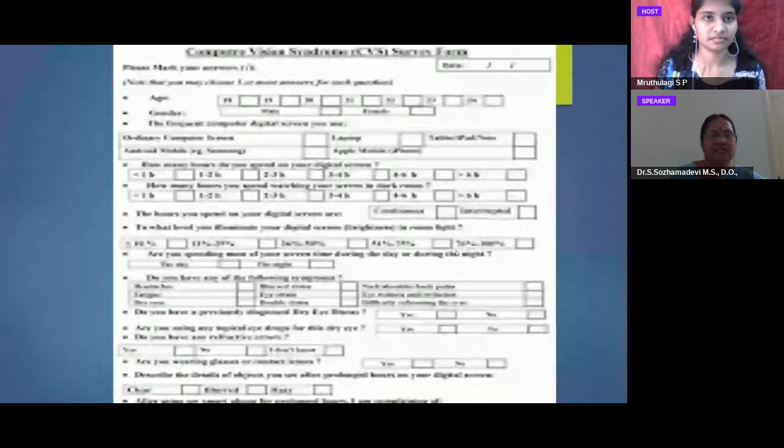So on Google, you can search for the self-examining questionnaire to assess if you have computer vision syndrome or not. And you can know what you're suffering from. Next.